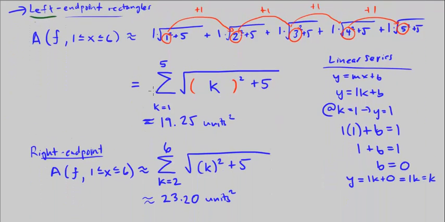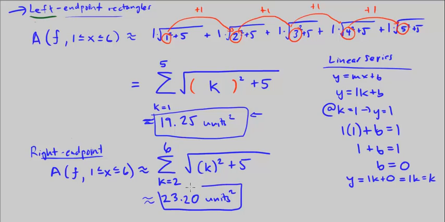Which one is our upper and which one's our lower estimate? So 19.25 units squared. This one is going to be, well, which one's bigger? So the one that's bigger is our upper estimate, right? And the one that's smaller here is our lower estimate. Okay, so we know the actual area is in between both of these, right? We can find the average of these, which is going to give us a closer approximation. But we see here that right endpoint rectangles gives us 23.20 units squared as our upper estimate.